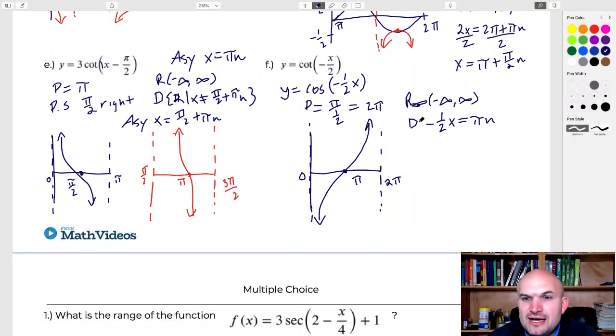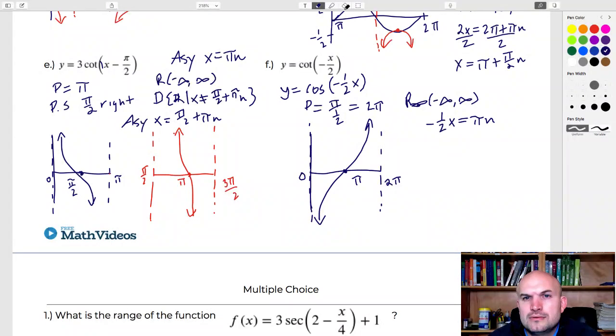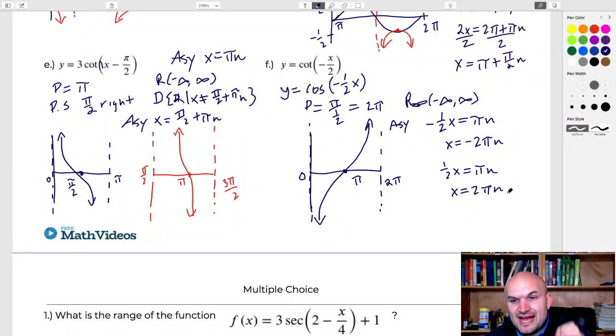So let's talk about asymptotes. If I use the negative and multiply by the reciprocal, I would get x is equal to negative 2 pi n. If I don't use the negative, I get 1/2 x equals pi n, and x equals 2 pi n. No matter what numbers of n you use, you are always going to cross the vertical asymptotes of 0, 2 pi, 4 pi, 6 pi, 8 pi, negative 2 pi, negative 4 pi. So both of these solutions are correct.